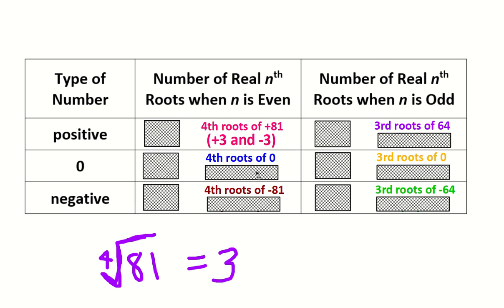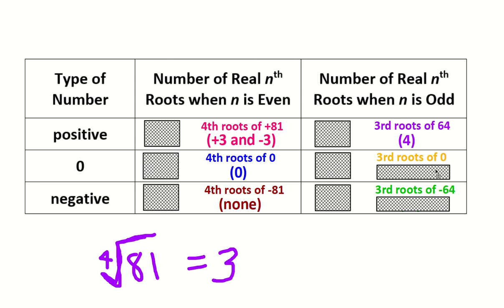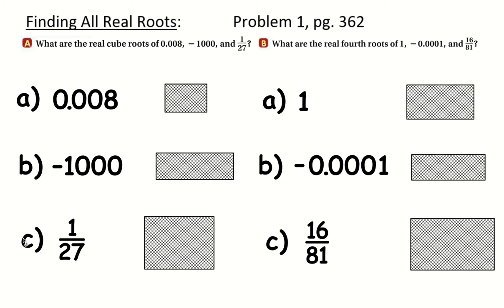What are all the fourth roots of 0? Just 0. There's only one of them. And the fourth roots of negative 81, there are none real. And the third roots of 64, there's only one, and it's positive 4, because 4 to the third power is 64. All the third roots of 0, just 0. And all the third roots of negative 64, there is one, and it's negative 4. And again, pause the video as you need to.